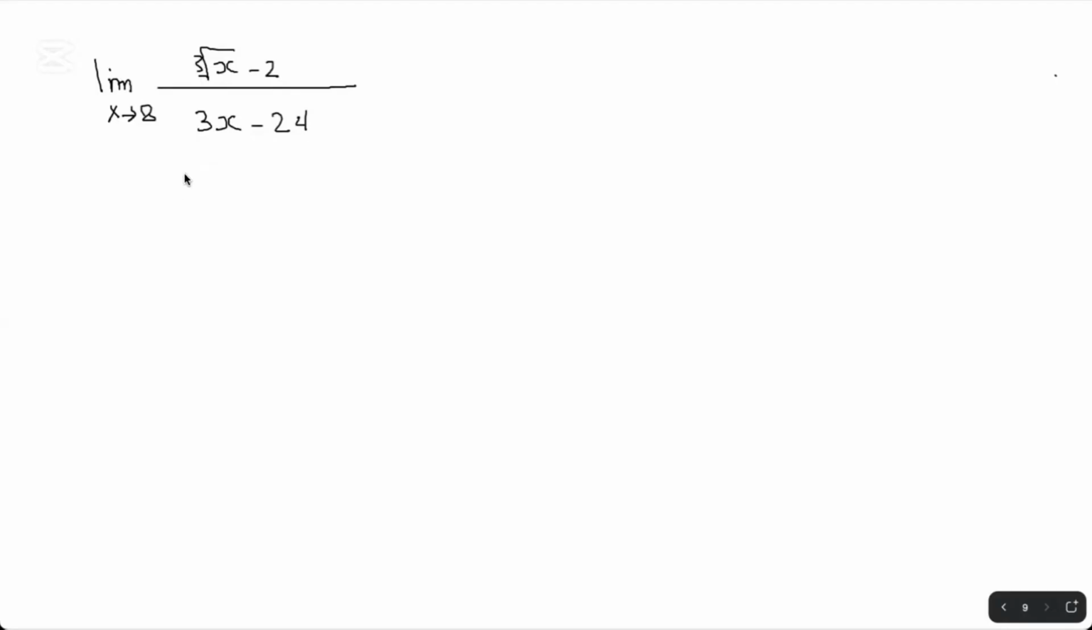So to be able to do this, we have to write the limit as x goes to 8. And I'm going to rewrite the cube root of x minus 2. And here I'm going to factor out the 3. The reason I factor out the 3 is to get the 8 here, because now the 8 is a perfect cube.